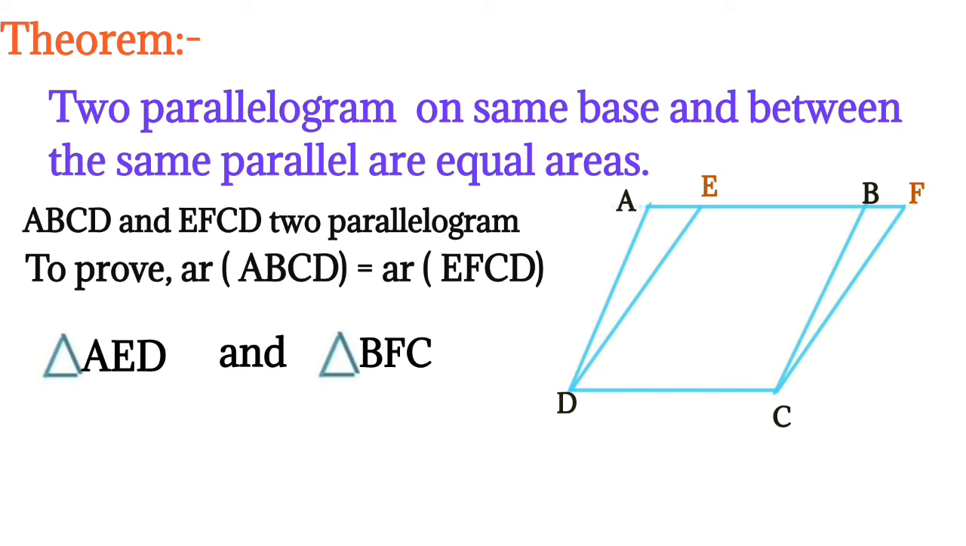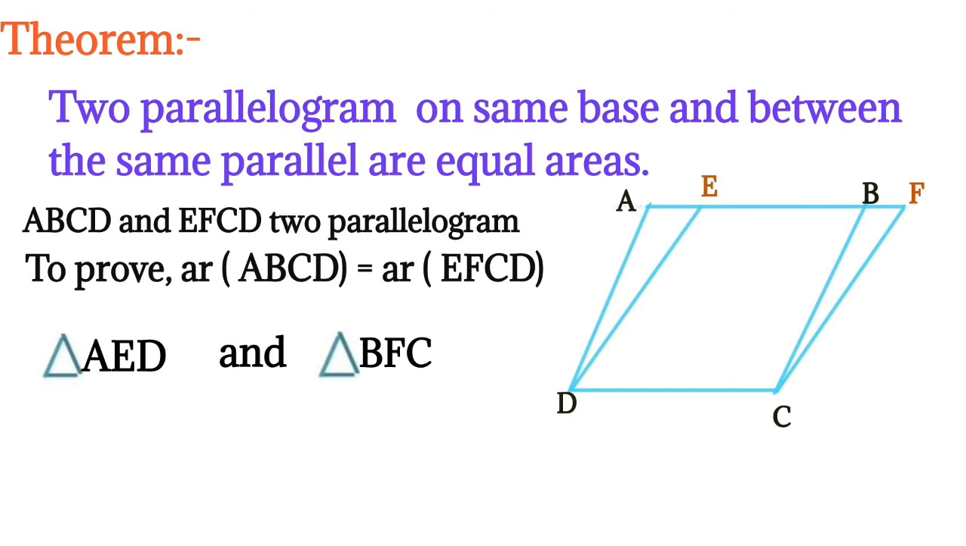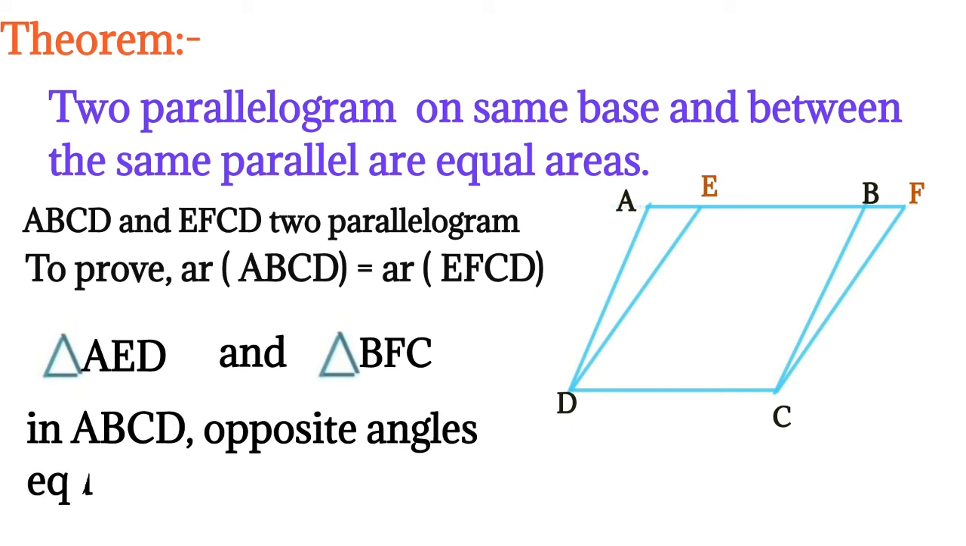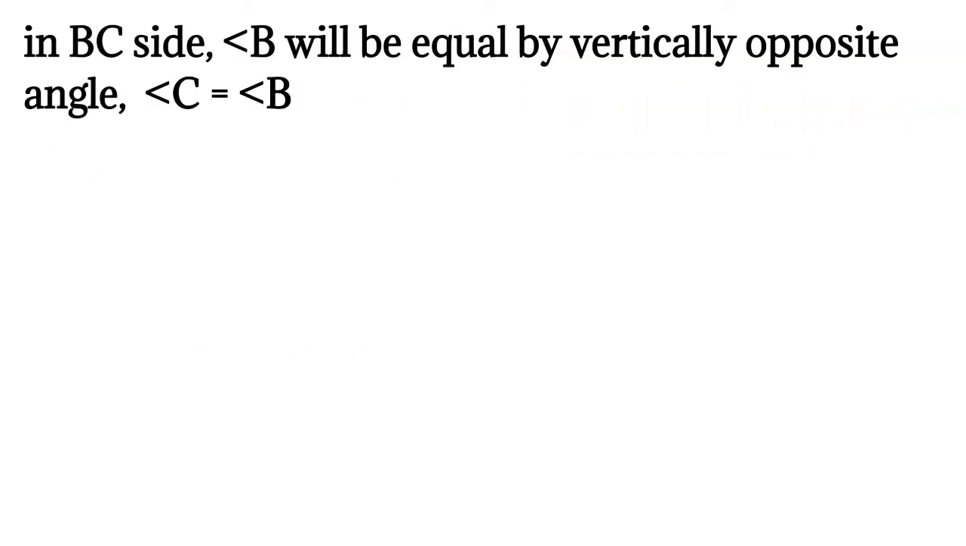If you try to recall the properties of parallelogram, then you will find that opposite angles and opposite sides are equal in a parallelogram. Here we are talking about only triangles to make them congruent. We know the property of parallelogram, that is opposite angles are equal. Here angle A is equal to angle C. If we observe this side BC, angle B is also equal there because of vertically opposite angles. It means angle C is equal to angle B.